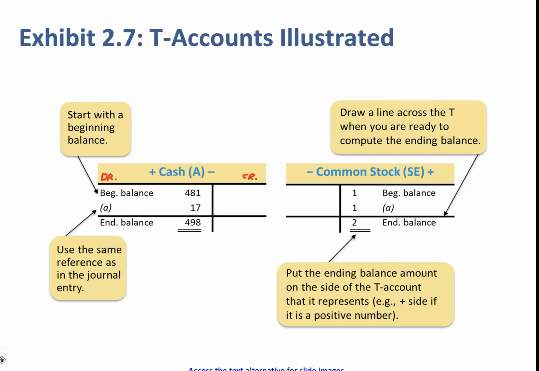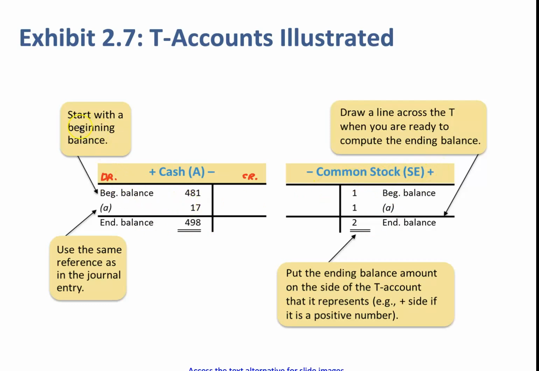For every T account, regardless of its nature, asset, liability, or stockholders' equity, the left-hand side is always the debit side, and the right-hand side is always the credit side. Now, we all know right now that debit does not necessarily mean increase or decrease. It depends on which account we are having. So, an asset account increases with debit, and liability and stockholders' equity accounts increase with credit.